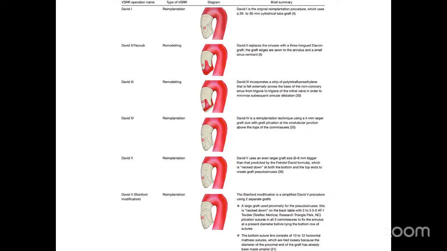David 2 replaces the sinuses with a three-tongued Dacron graft. The graft edges are sewn to the annulus with a small sinus remnant, as can be seen in the illustration. David 3 incorporates a strip of PTFE that is fixed externally across the base of the non-coronary sinus from the trigone to trigone of the mitral valve in order to minimize subsequent annular dilatation.